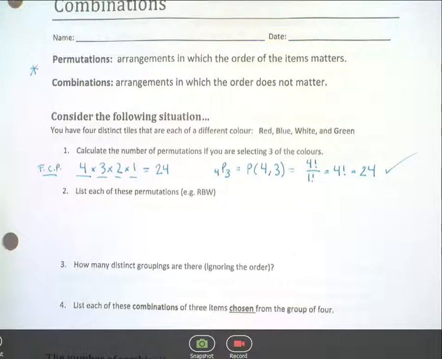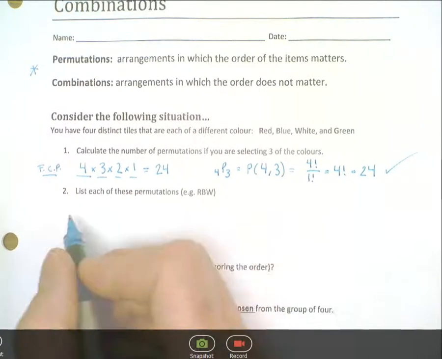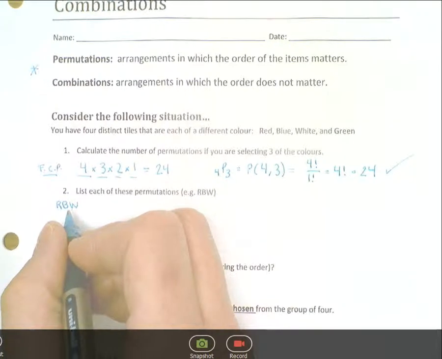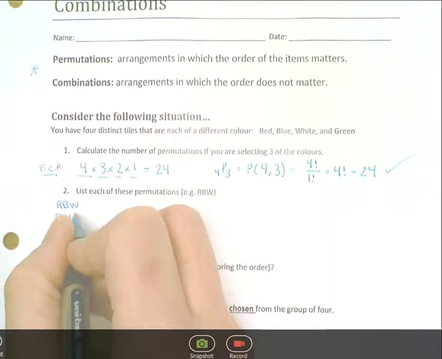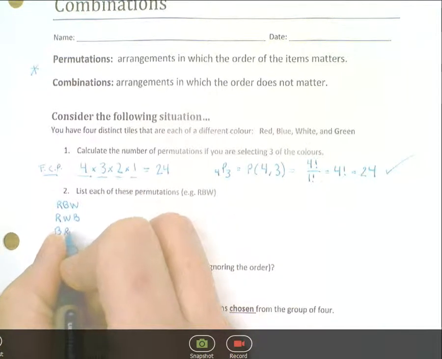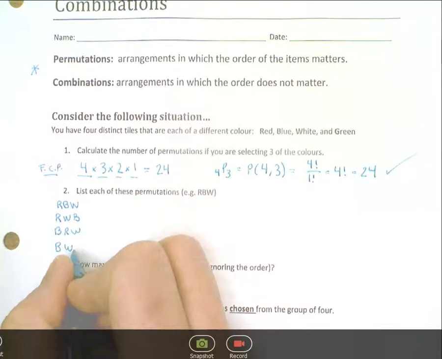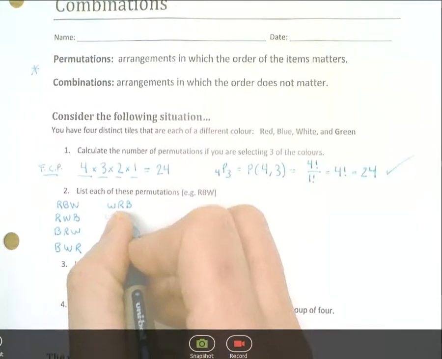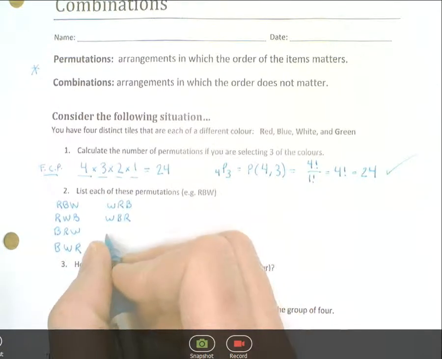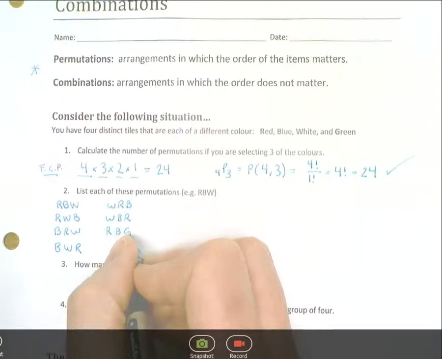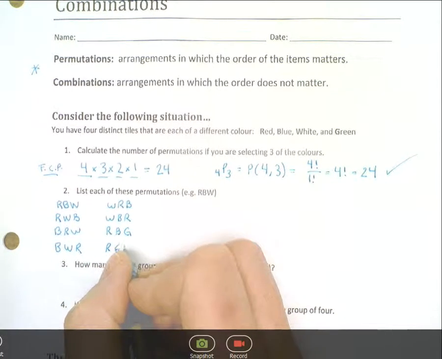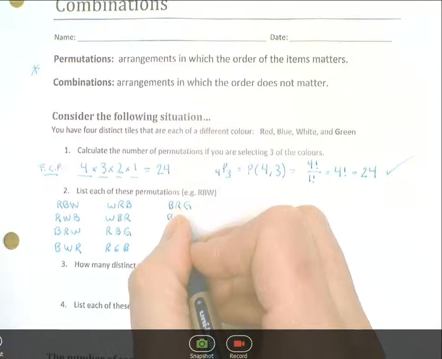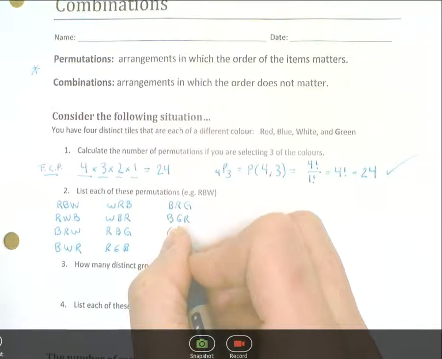All right, now let's list all of the permutations of these. So for example, let's start with red, blue, white. I could grab red, blue, and white, but I could have also grabbed it as red, white, and blue. I could have also grabbed it as blue, red, and white, blue, white, and red, white, red, blue, white, blue, red. Or I could have gone red, blue, green, red, green, blue, blue, red, green, blue, green, red, green, blue, red.